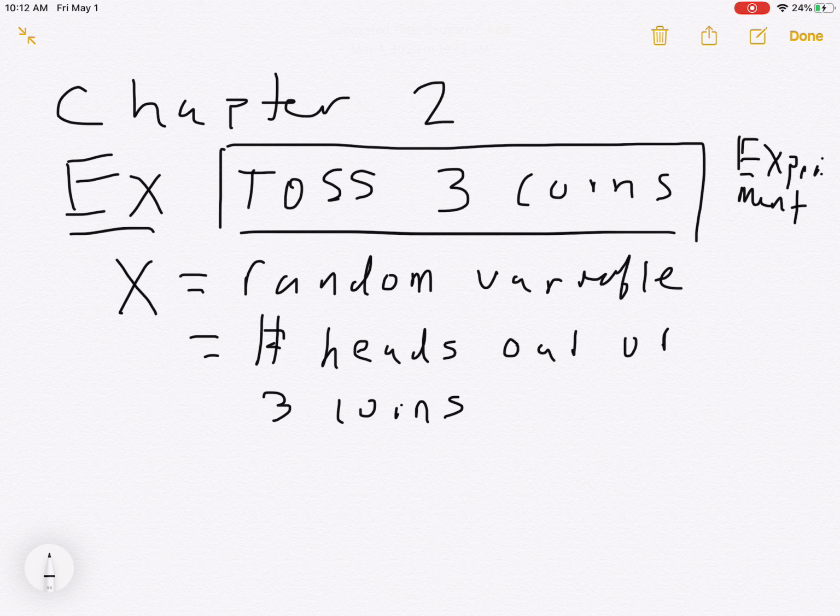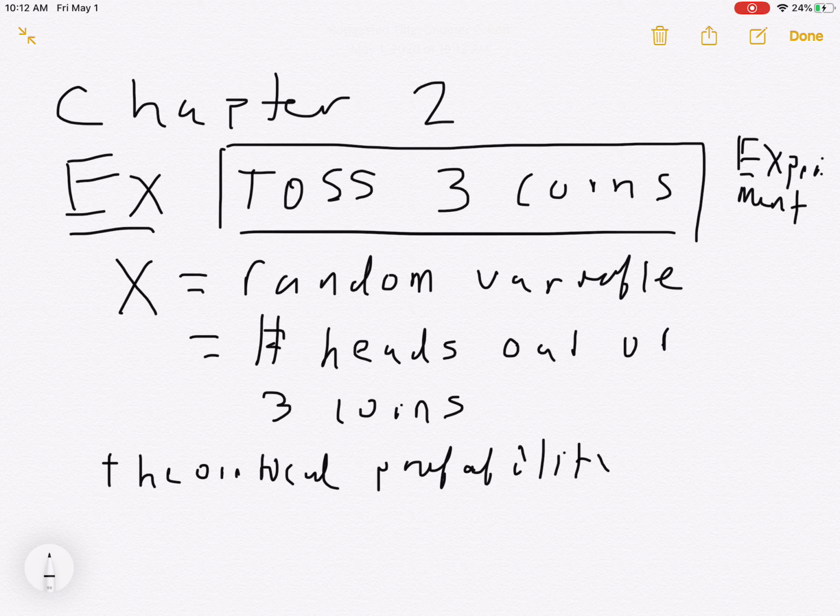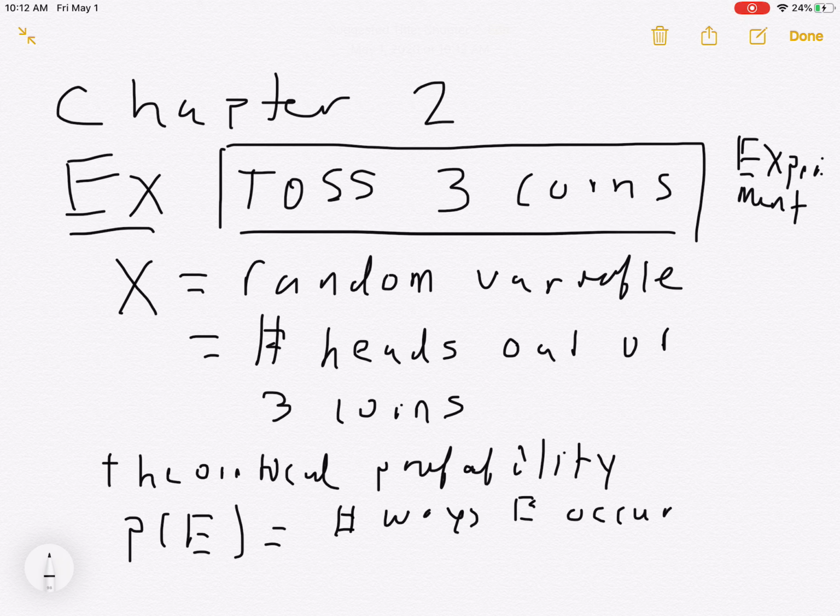This calculation is going to be a theoretical calculation, in that the way we calculate it is that the probability of an event is going to be the number of ways E occurs divided by the total number of outcomes.